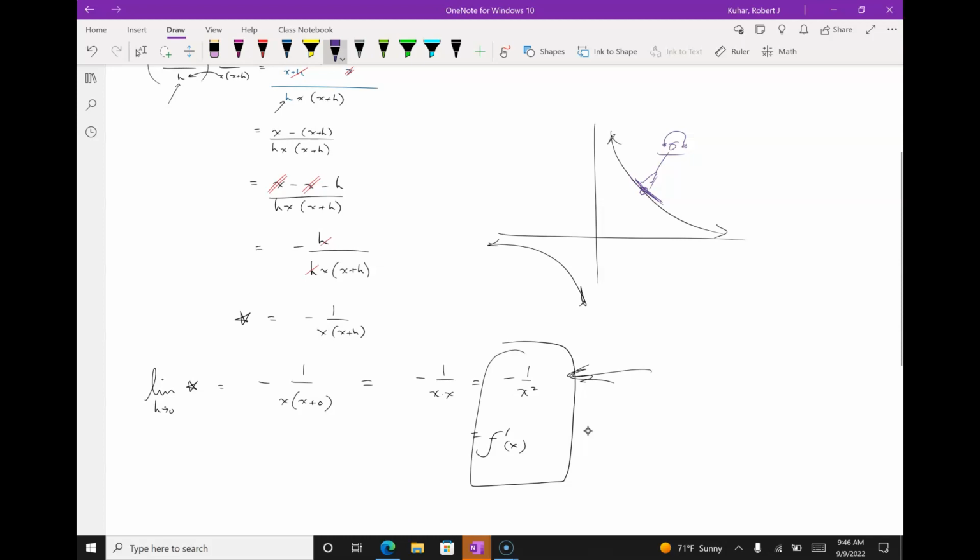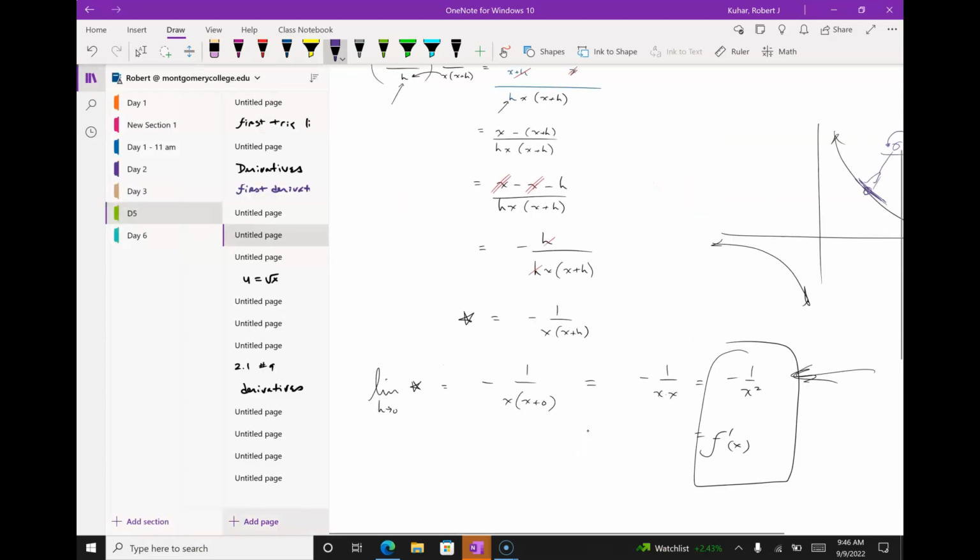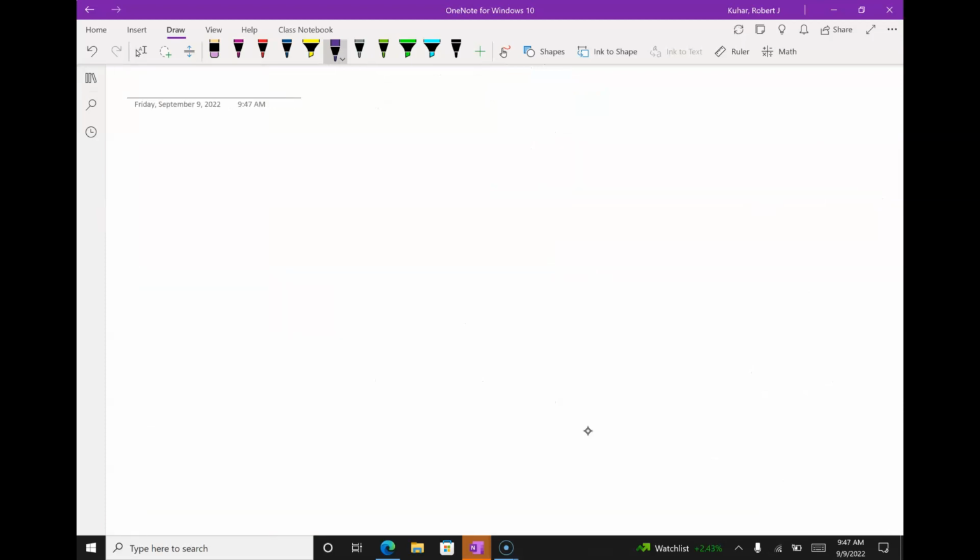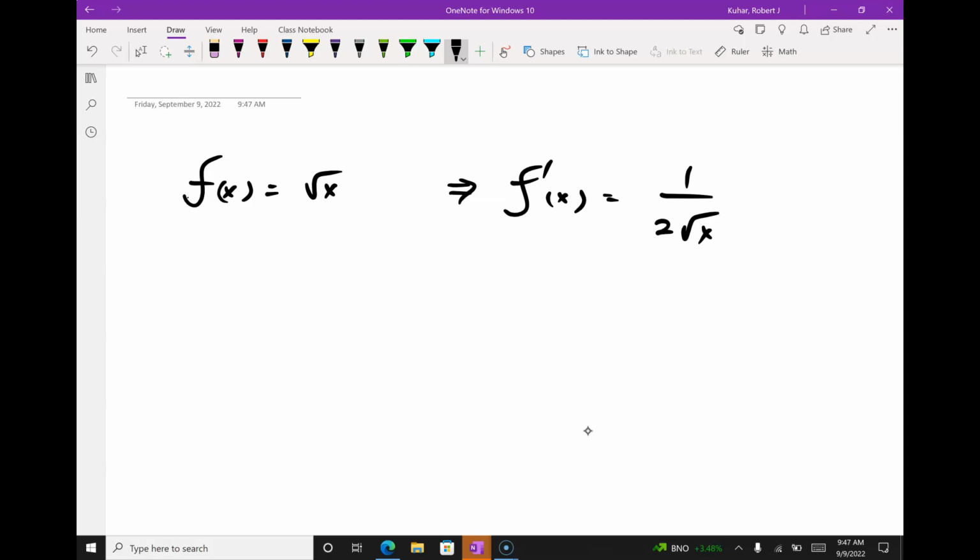Nice. We'll do another? I want you to notice that vertical and horizontal shifts of functions will show up in derivatives. A vertical shift will not show up in a derivative. A horizontal shift will. So meaning, if I have f of x is square root of x, I already know that f prime of x is 1 over 2 square roots of x.